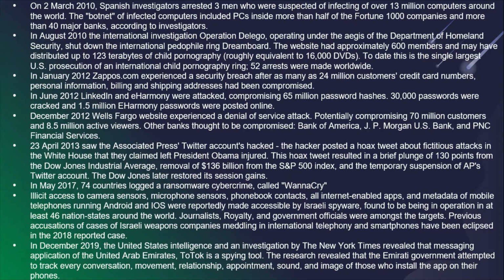On 23rd April 2013, the Associated Press Twitter account was hacked. The hacker posted a tweet about fictitious attacks in the White House, which they claimed left President Obama injured. This hoax tweet resulted in a brief plunge of 130 points from the Dow Jones Industrial Average, removal of $136 billion from the S&P 500 index, and a temporary suspension of AP's Twitter account. The Dow Jones later restored its session gains.